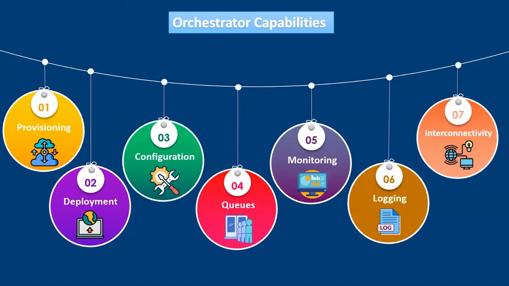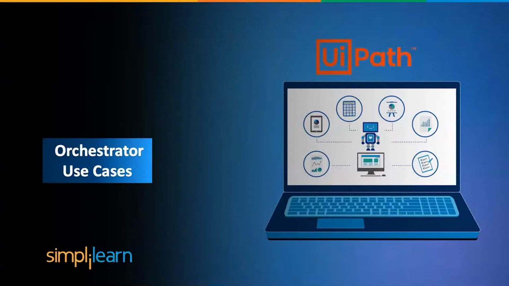Interconnectivity. Interconnectivity functions as a centralized contact point for third-party solutions or applications. Let's look at the orchestrator use cases. The strength of UiPath Orchestrator comes from its ability to control the entire robot fleet. Let's look at the different use cases.